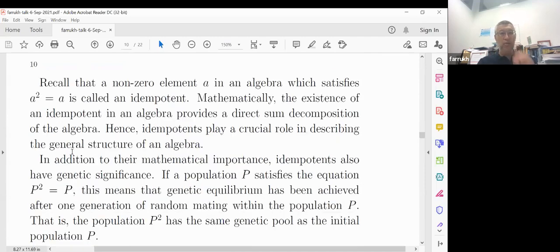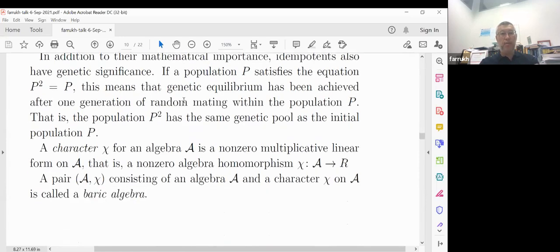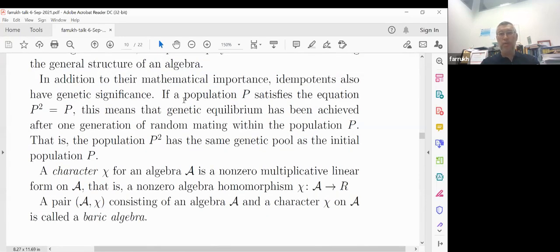So this is, as I told you, if A square equals A, then it is called idempotent. These are notions all the listeners should know. A character of an algebra, we call it a multiplicative linear form. This means that it should be a homomorphism of A to R. This pair is called a baric algebra. So an algebra with this multiplicative character is called a baric algebra.